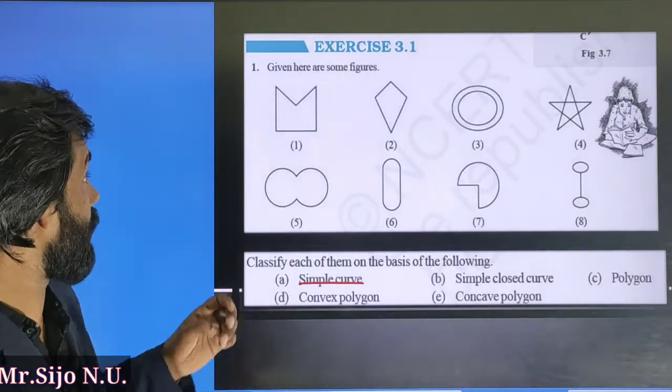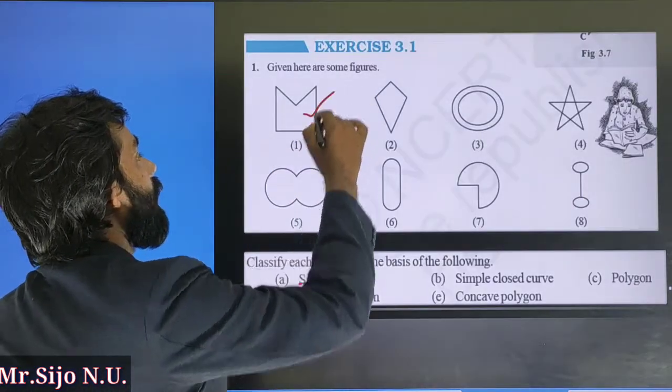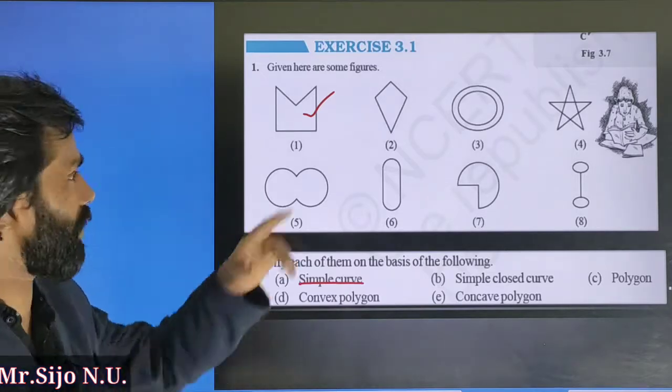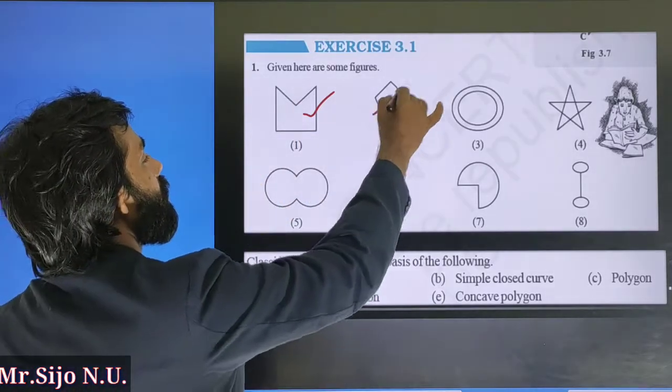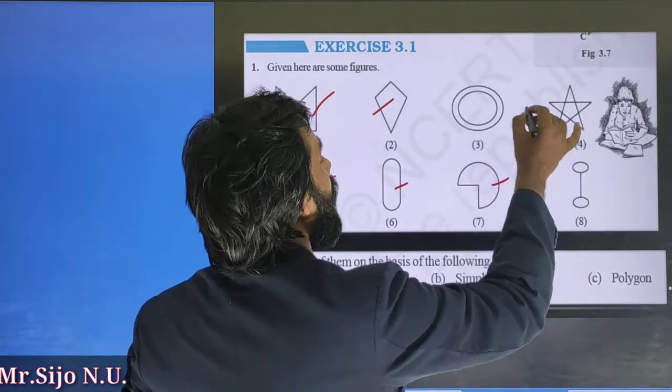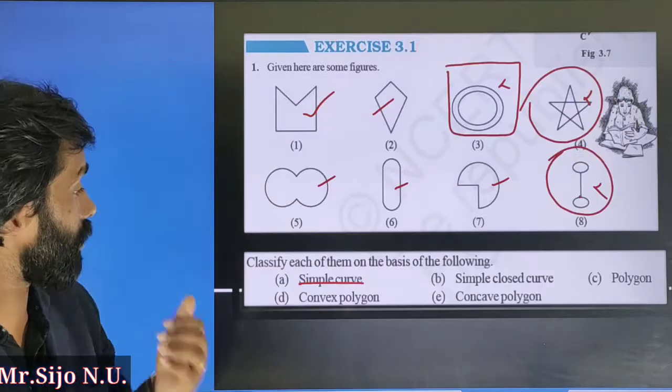So when we talk here, it is a simple closed curve. So we need to consider only simple curves. Yes, this is a simple curve, this is a simple curve. This one is not simple. It's not simple.